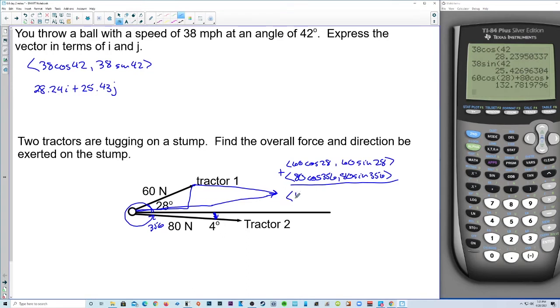We got 60 cosine of 28 plus 80 cosine of 356. And that is 132.782. I'll just write 782 here, but we're going to use this entire number. We're going to go grab this number here in a second. So let's get the y component. So we have 60 sine of 28 plus 80 sine of 356. And that's 22.5877.